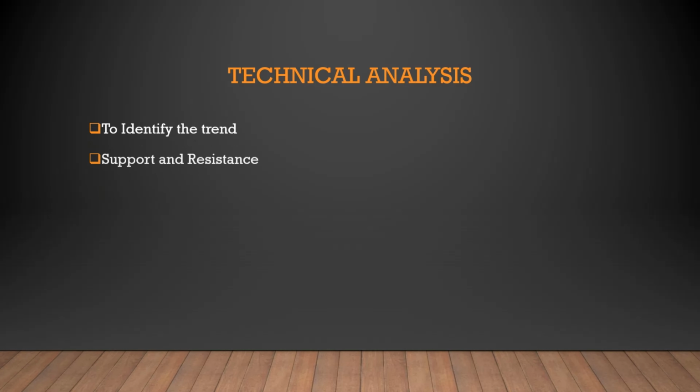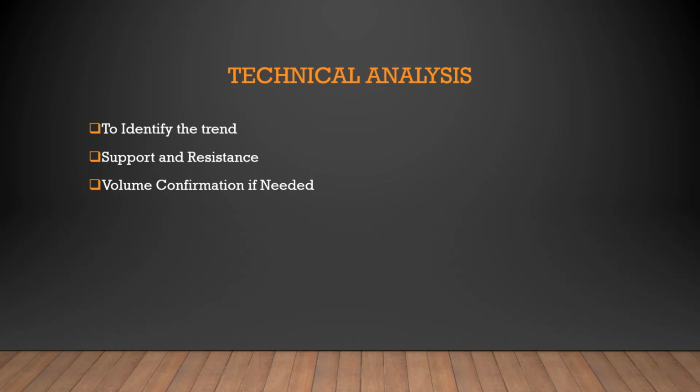So the next step is support and resistance. If the stock is in an uptrend, technical analysis also helps us find out the resistance, or if it is in a downtrend, then we can find out the support, from where the stock can reverse, or where the reversal is possible.